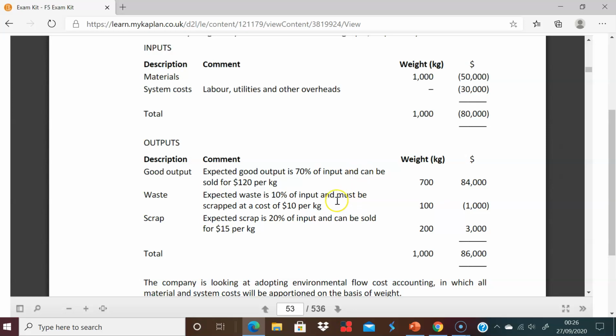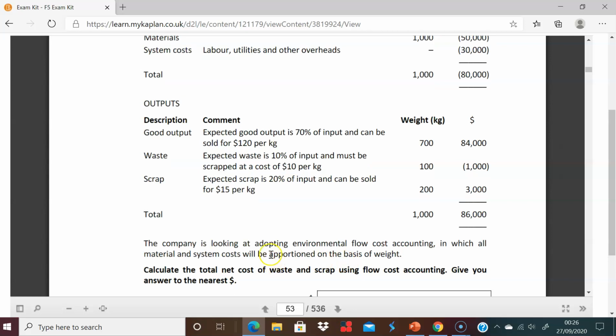this time it's saying that the company is looking at adopting environmental flow accounting, where material and system costs would be apportioned on the basis of weight. So it's sort of asking what's the net cost of waste and scrap. It's a cost naturally, but sometimes you're able to sell this off. So in a way, we're just comparing what that net cost is. Overall, it will be a cost because that's the main cost that's gone in.